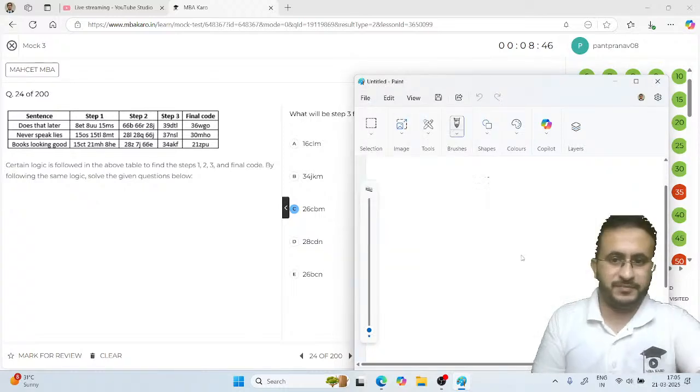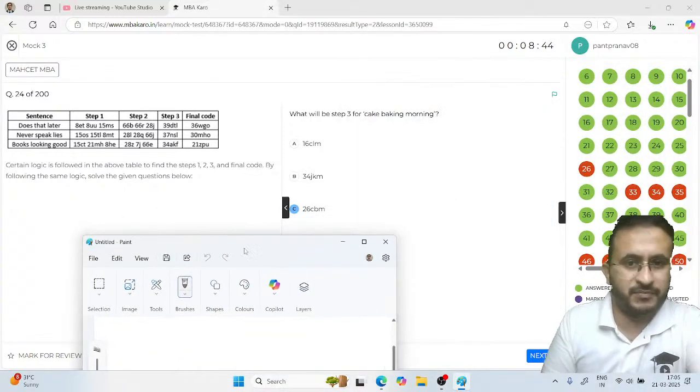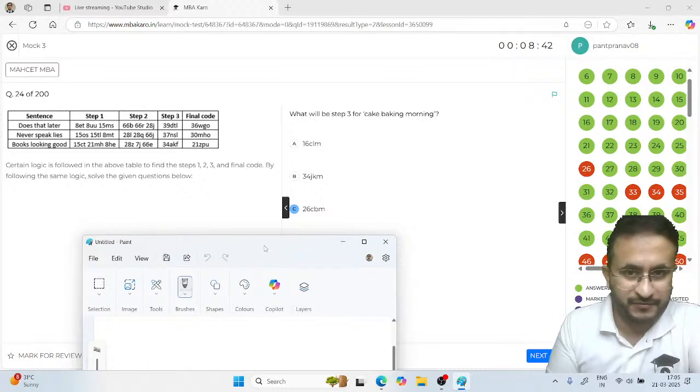Okay, so one logic is understood: the number is based on the number of letters. What is the logic between the numbers? We have not figured out. Cake is 4, baking is 6, and morning is 7. So 4 will become 8, right?